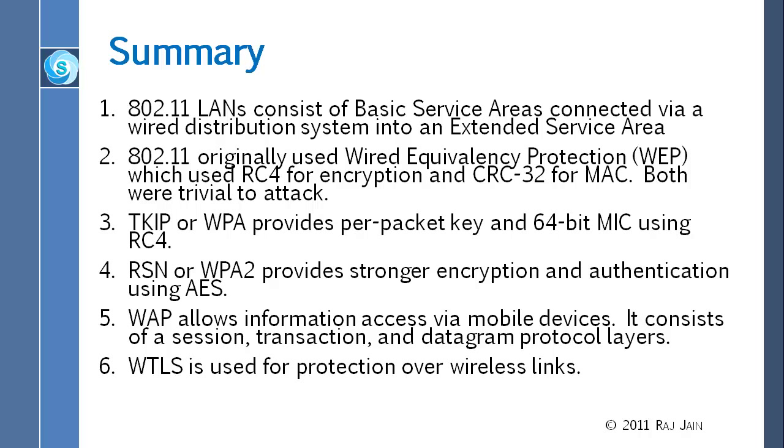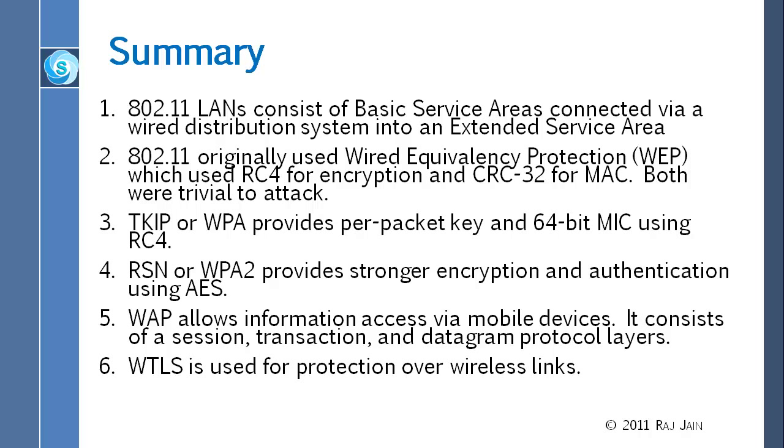Then we went into security. The first standard was called WEP, which is wired equivalent privacy, and it used RC4 for encryption and CRC32 for MAC. Both of them were basically weak, and therefore they were trivial to break. So the new standard came out, which is called WPA2 or RSN. However, that requires a hardware change, so one more method was invented, which is WPA or TKIP.